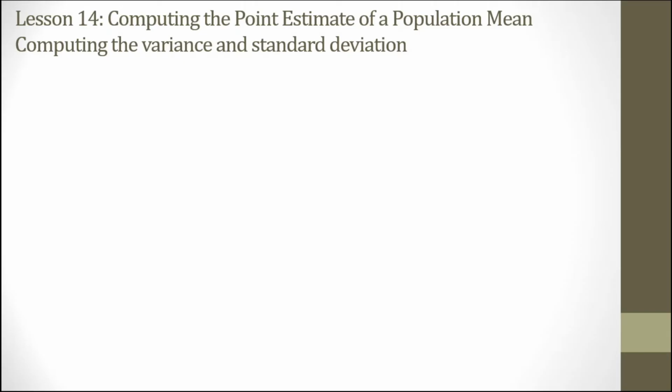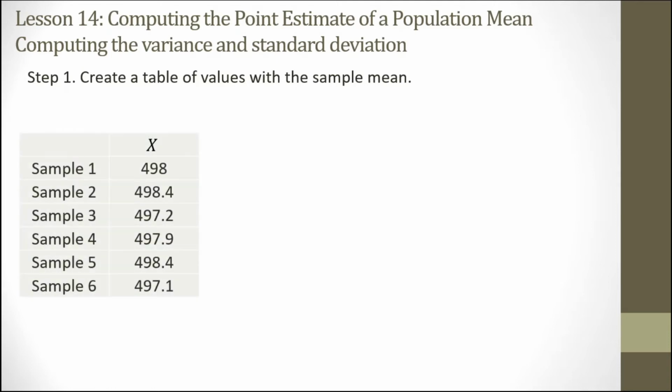Ngayon, paano natin kukumputin yung variance and standard deviation? So again, step 1, let us create a table of values within the sample mean. So again, ito yung table na ginawa natin. This is the result you got from the computation earlier. Ito yung mga sample means. So, for sample 1, 498. Sample 2, 498.4. Sample 3, 497.2. Sample 4, 497.9. Sample 5 is 498.4. Then sample 6 is 497.1. Kuha? Okay, so yan yung nakuha natin kanina.